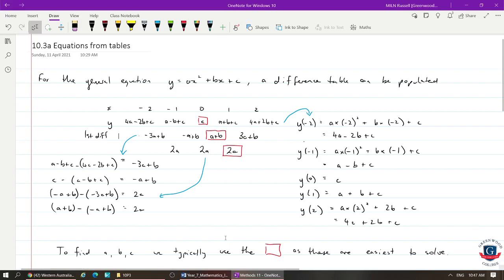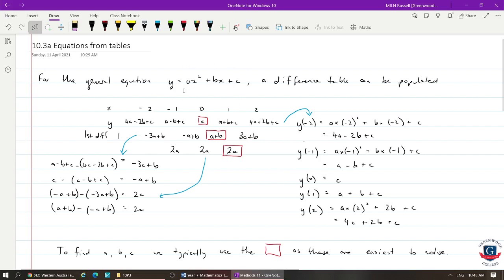Hi everyone. So now we're looking at how to find a quadratic equation from a table, and we're going to look at the general equation and we're going to blow it up so that we can see how it actually works. So if we start with y equals ax squared plus bx plus c, which is the general equation for a quadratic equation, we can make a difference table with it.